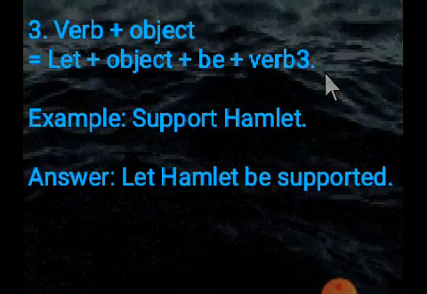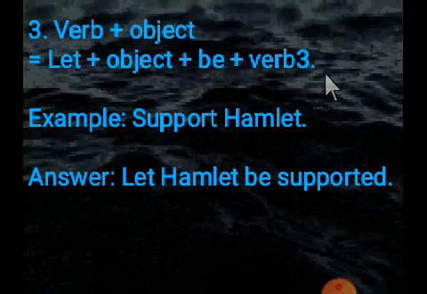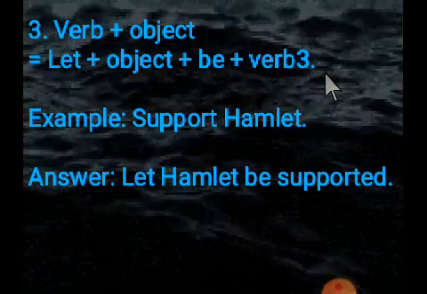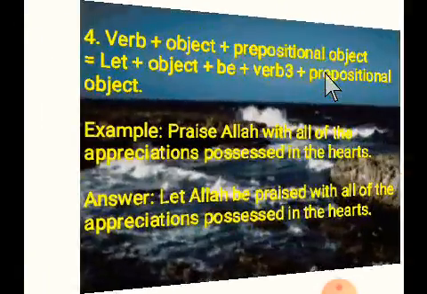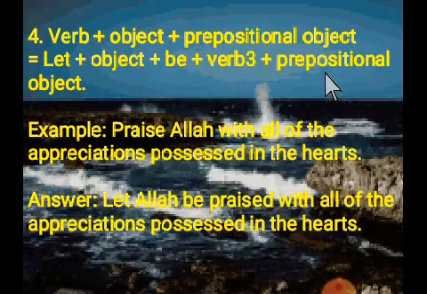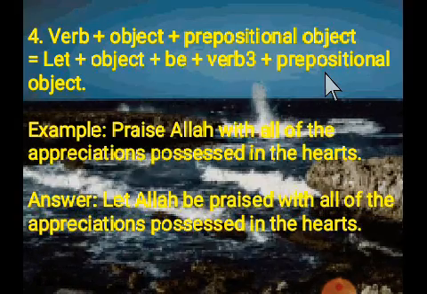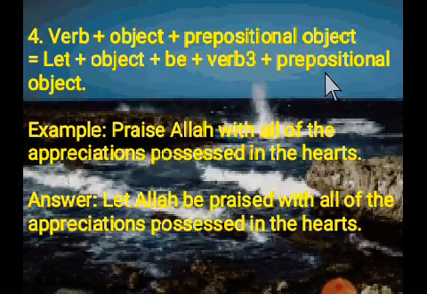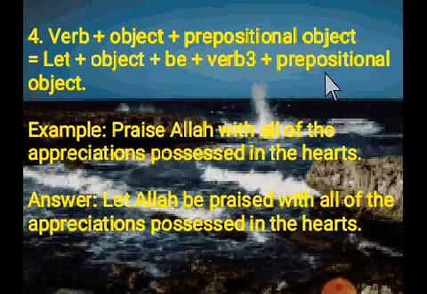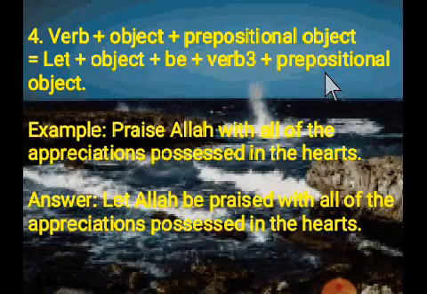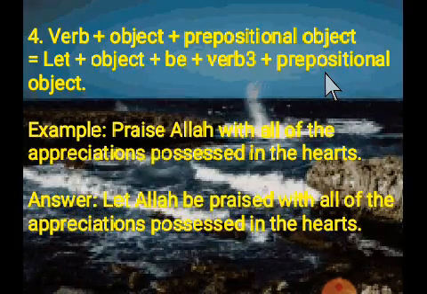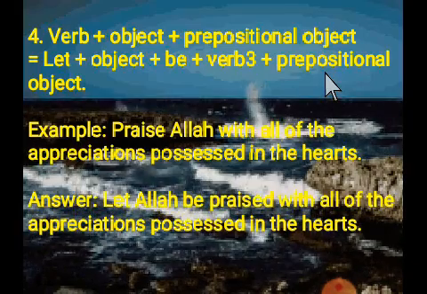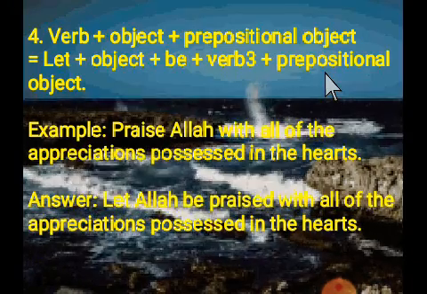Verb + object = let + object + be + verb 3. Example: Support Hamlet. Answer: Let Hamlet be supported. Rule 4. Verb + object + prepositional object = let + object + be + verb 3 + prepositional object. Example: Praise Allah with all of the appreciation possessed in their hearts. Answer: Let Allah be praised with all of the appreciation possessed in their hearts.